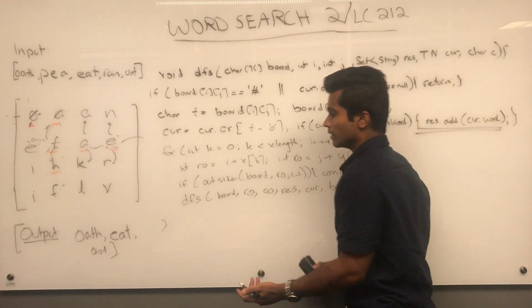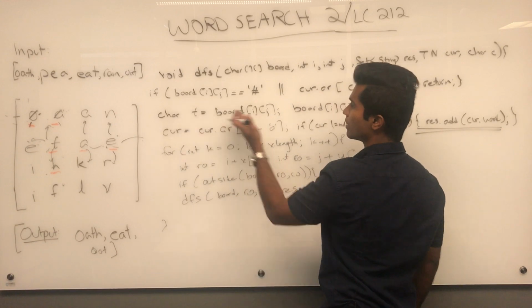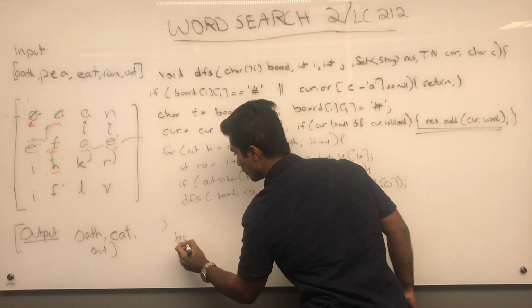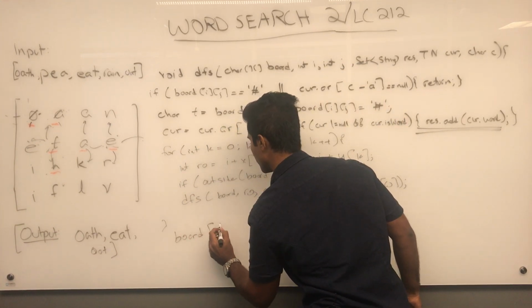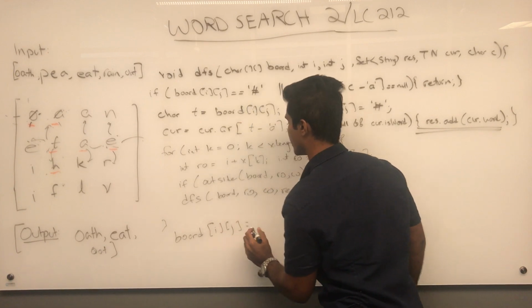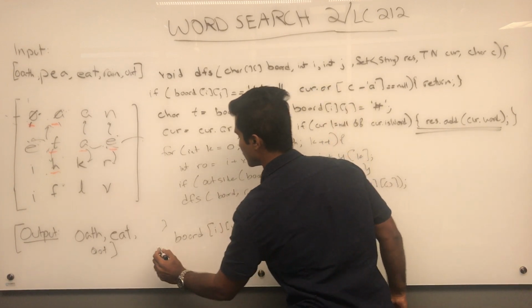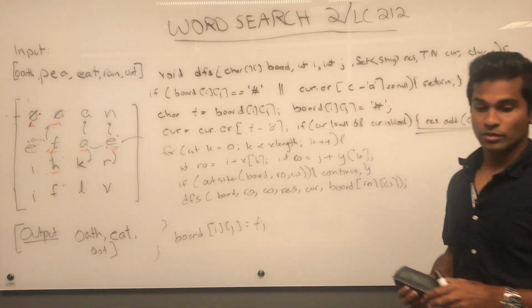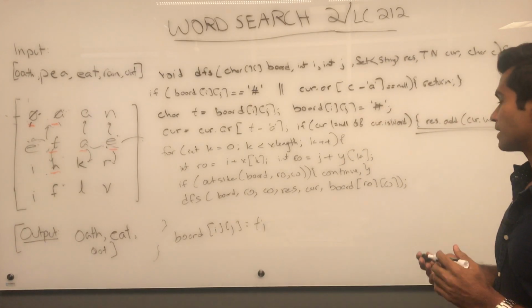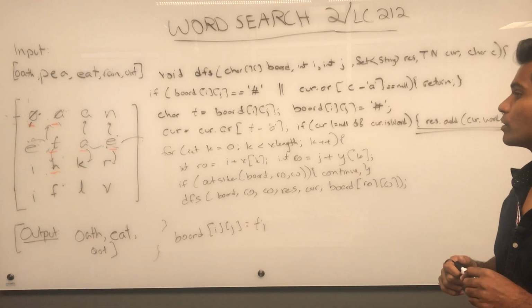Once we do that, it's very simple. All we do is undo our change. So board of i of j is going to be set back to t. So that's pretty much the code for how you do Word Search 2.